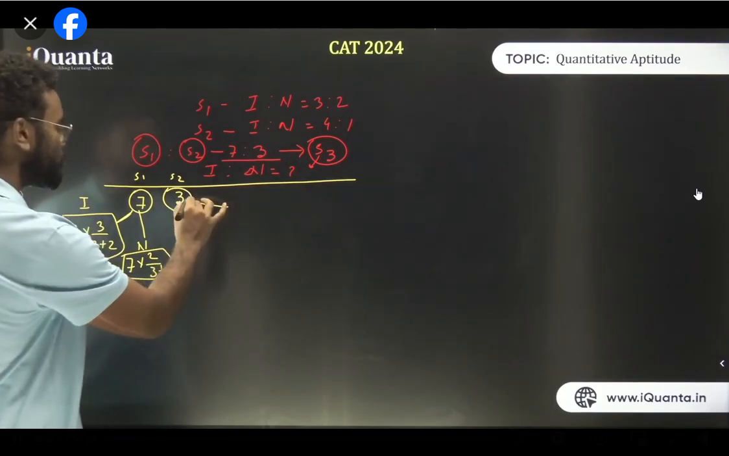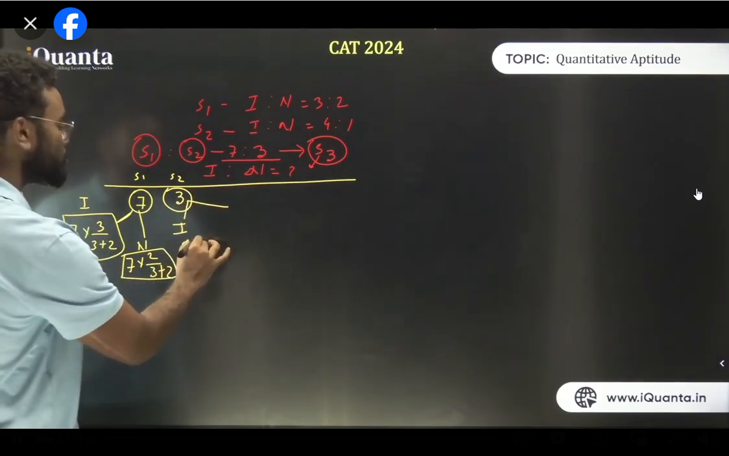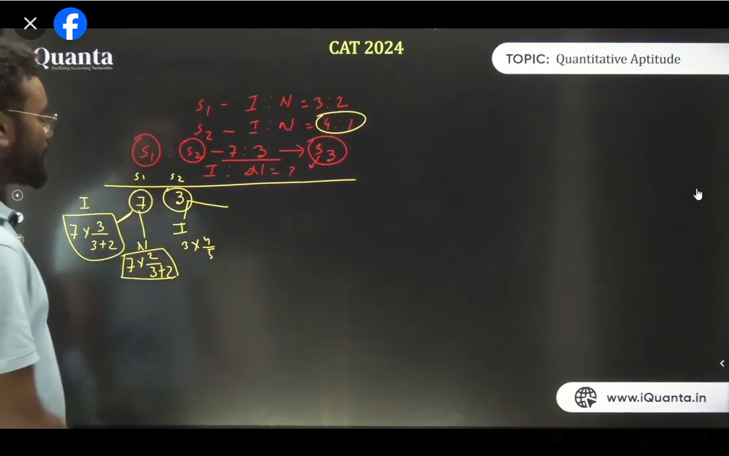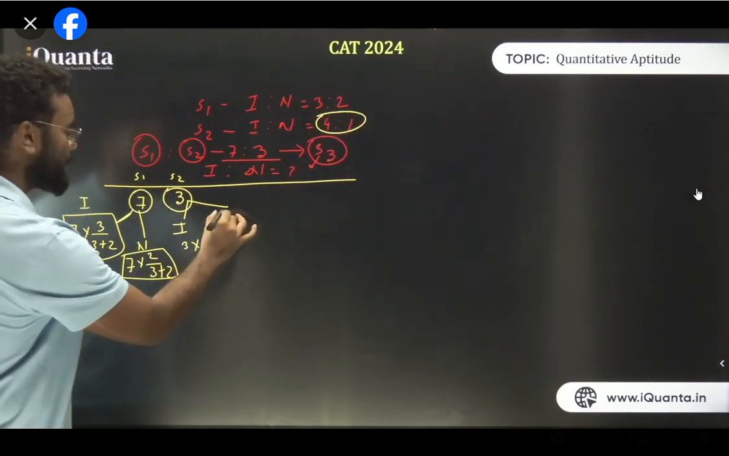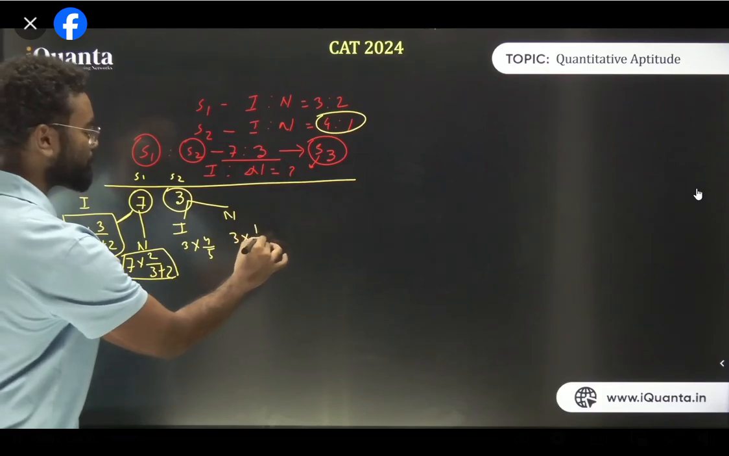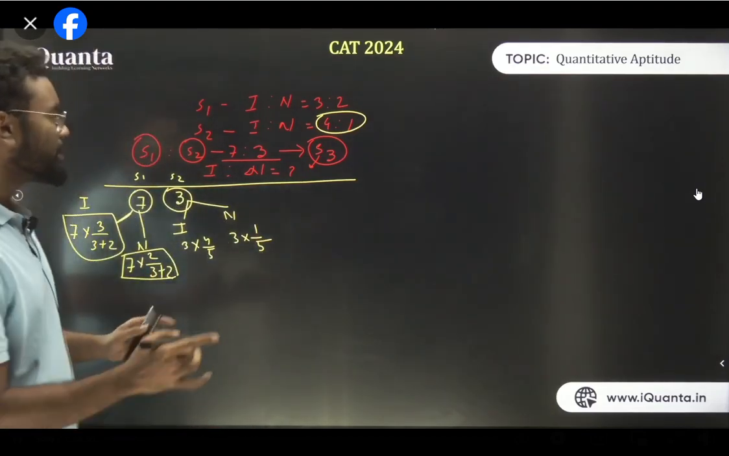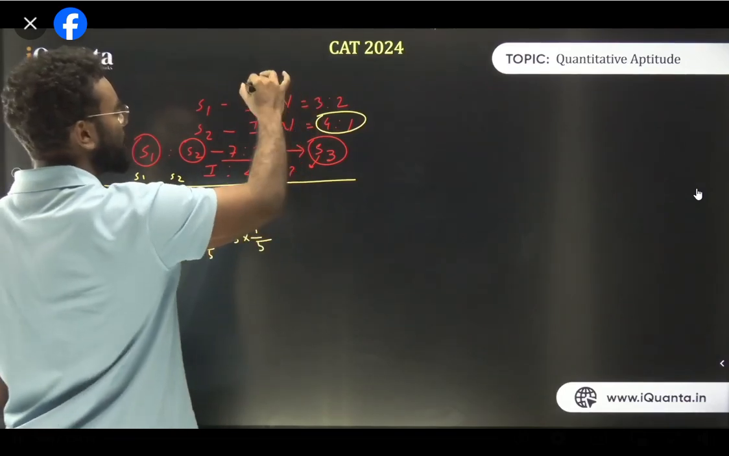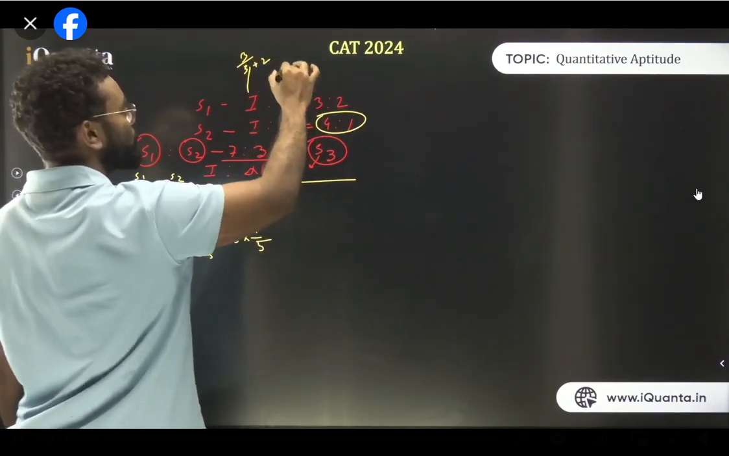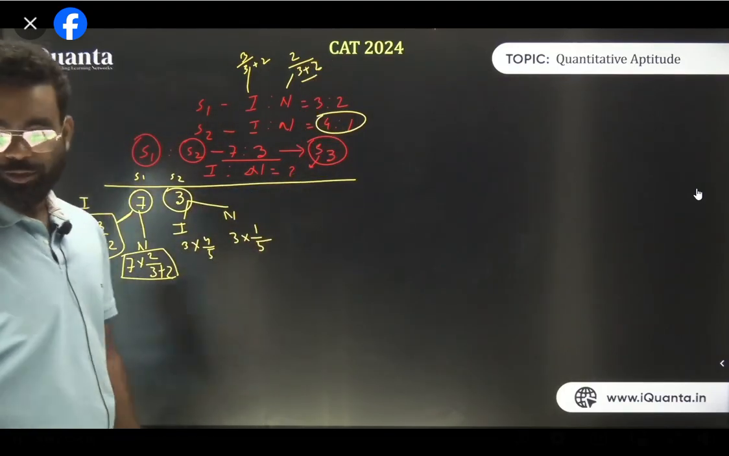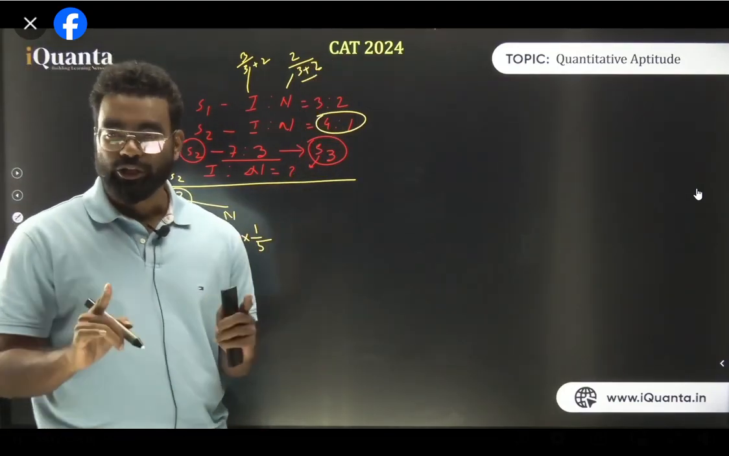Similarly, in S2, we have 3 parts. The amount of iron is 3 into 4 upon 5. Why 4 upon 5? Because this is 4:1. Am I clear? So if it is 4:1, the amount of iron will be 4 upon 5, and the amount of nickel will be 3 into 1 upon 5. Is it fine, all of you? So this is coming from ratio. If it is 3:2, the proportion of iron is 3 upon 3 plus 2, and the proportion of nickel is 2 upon 3 plus 2. So if you have a little bit of problem in this, please go through the ratio part, because this is what I'm using here.